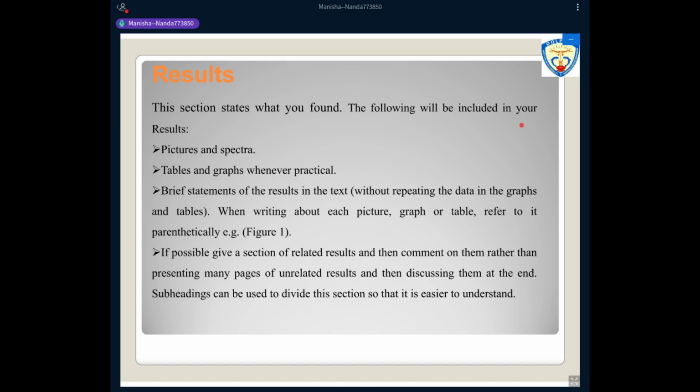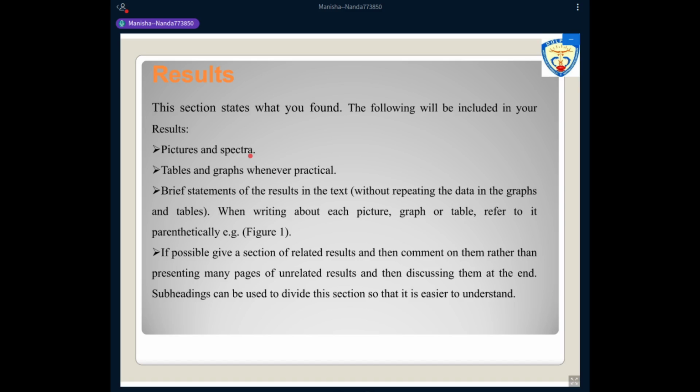The following should be included in your results: pictures and spectra. Obviously, once we report our findings, we also have to give proof or evidence that you have actually done your research. So what you can do is take a picture of the instruments while working on them, right?